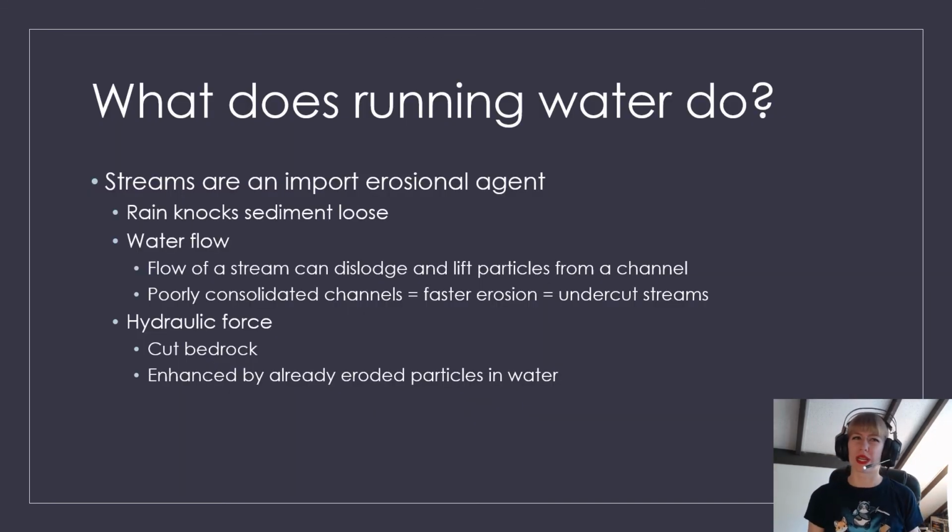So what does running water do for this? Streams are an important erosional agent. Rain will knock sediment particles loose. The flow of the stream can dislodge and lift particles from the channel. Poorly consolidated material will actually erode much faster than consolidated material. And this will lead to undercut banks. And then hydraulic force can also cut bedrock. Yeah, it can erode the hardest stuff on the planet. This is enhanced by already eroded particles in the water, and pebbles can actually carve potholes in the channel floor as turbulent waters swirl them around.